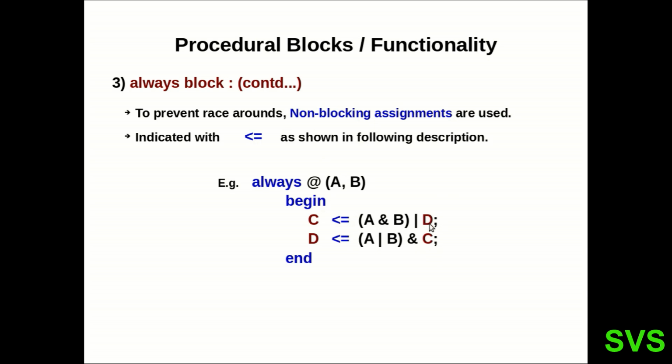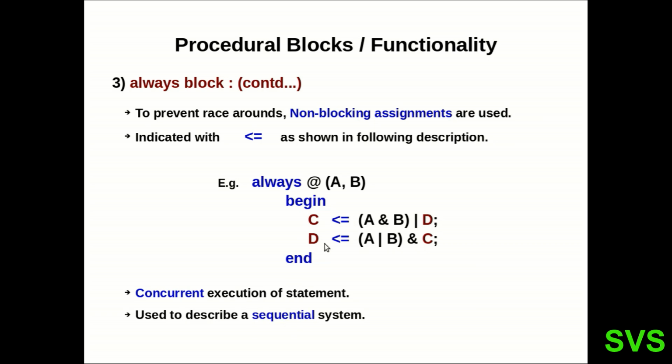So here the right hand side variables are the past values of the output, which are defined as registers, and each statement is executed in parallel. That is what we call concurrent, and it is used to describe a sequential system.